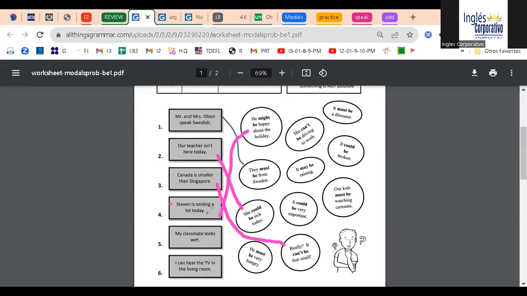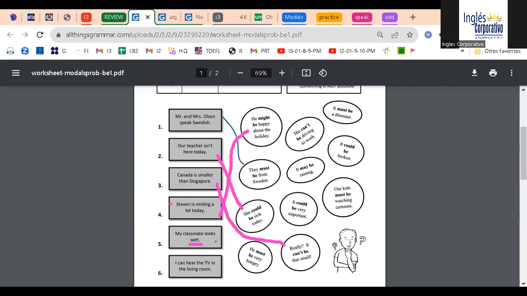How about number five? What do you think? Number five. They must be from my classmate. Sweden. Looks wet. It may be raining. Must be from Sweden. It may be raining. What is the meaning for wet? What is wet? My classmate looks wet. Mojado. Oh, okay. Húmedo. Yes.